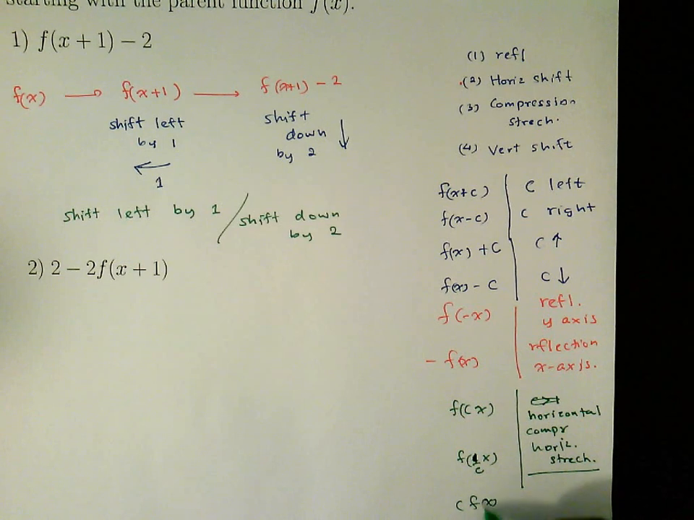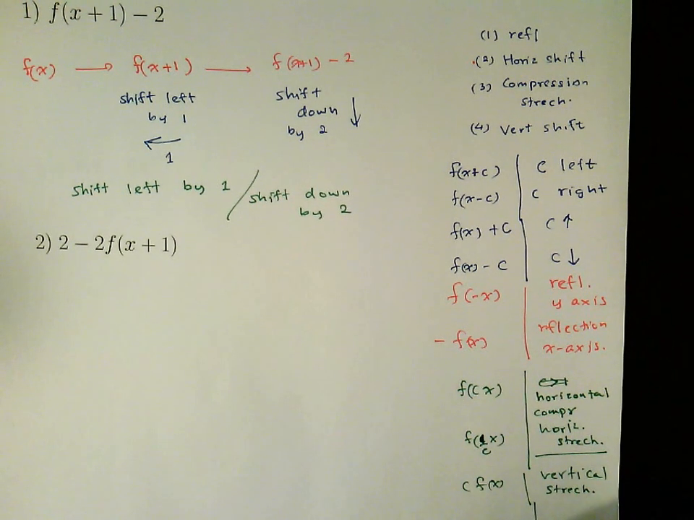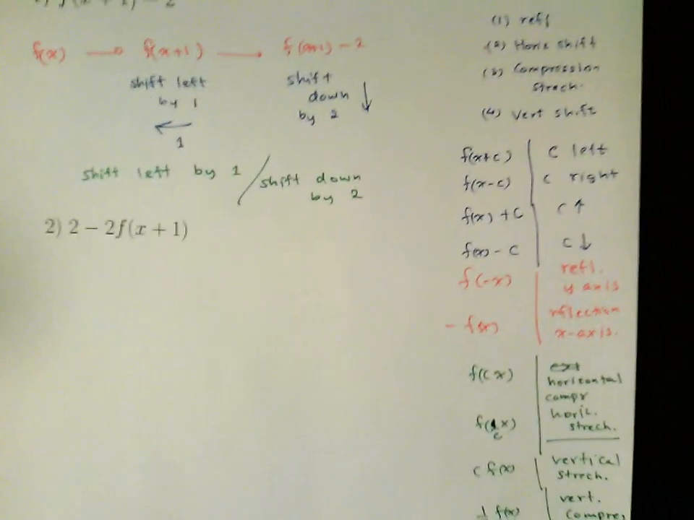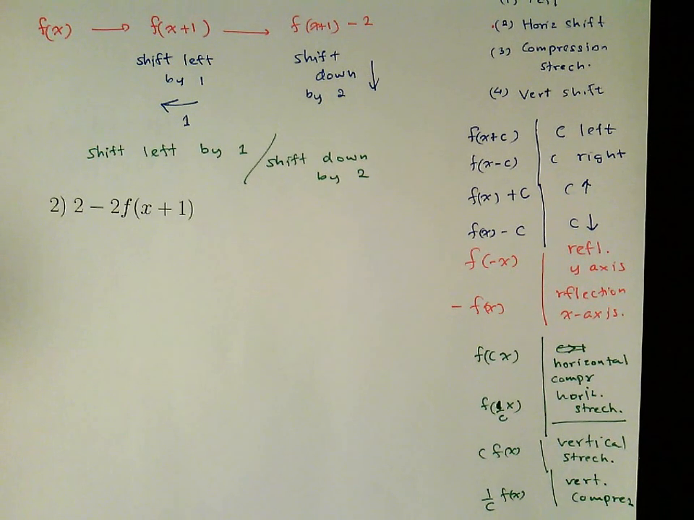c of f(x) would be a vertical stretch, and 1 over c of f(x), vertical compression. So those are all the transformations we did in class. I might have done this 1 over c, probably I might have said c and then c less than 1. Either way, that's the set of transformations.